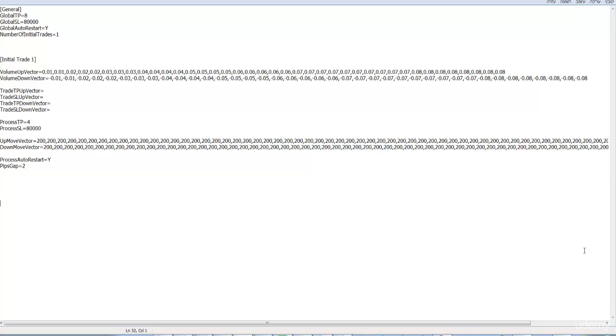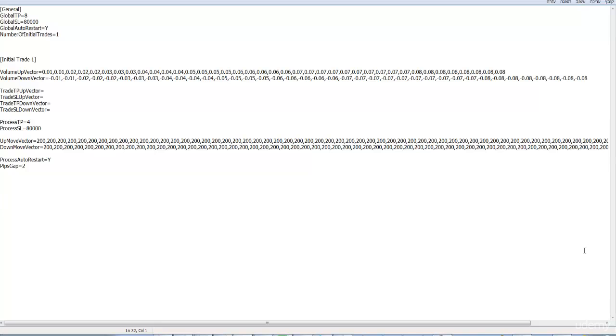You can see that the largest number in the vector is not even 0.1. It's 0.08. Okay, so in order to run the GTR on small accounts, the answer is very simple. The first measure that you need to take is to use very small numbers, very small volumes in the up and down vectors.